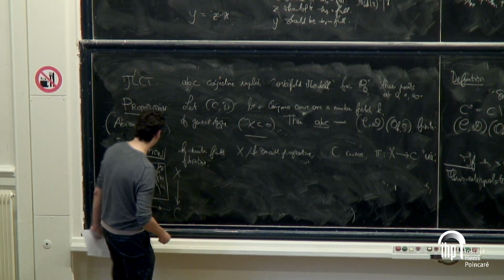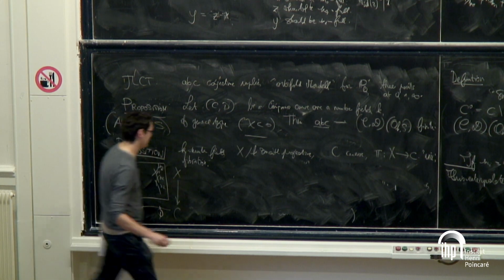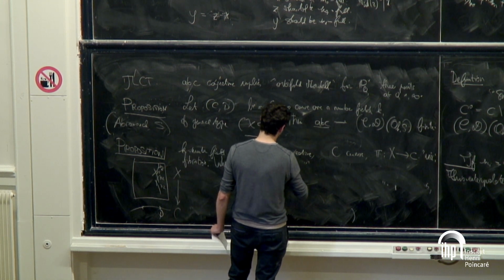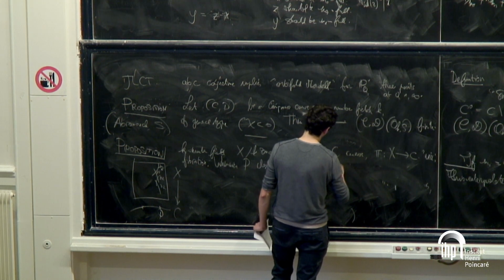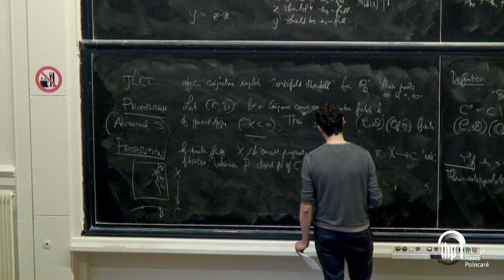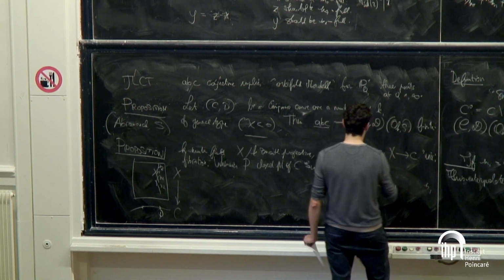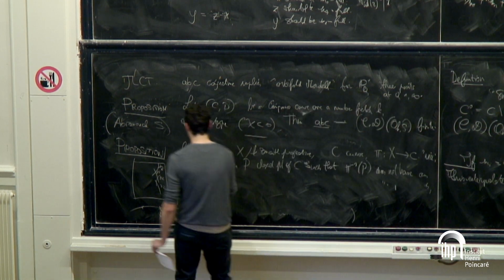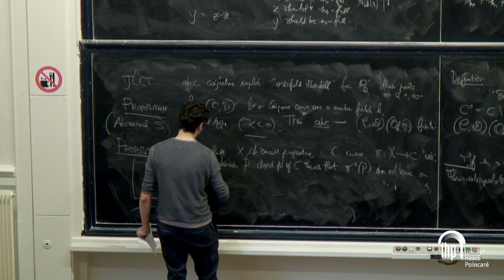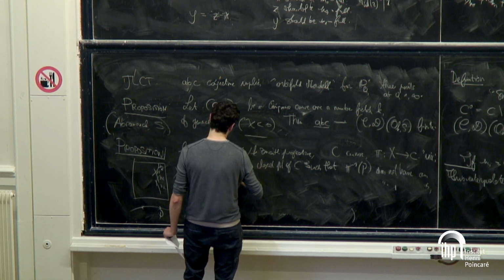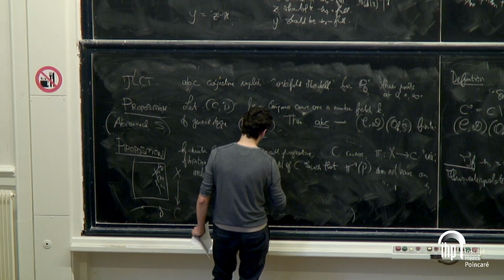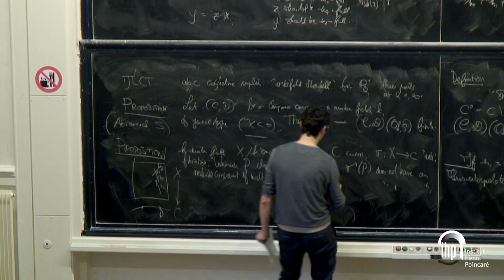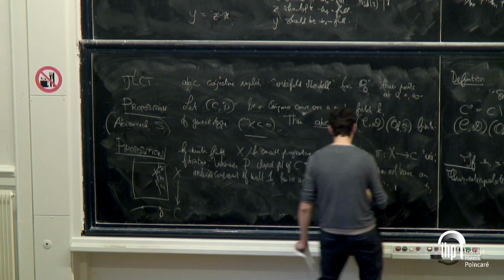So whenever this happens above some point P, so whenever P is a closed point of C such that the fiber of pi over P does not have an irreducible component of multiplicity 1, then we say that the fiber over P is a Campana multiple fiber.